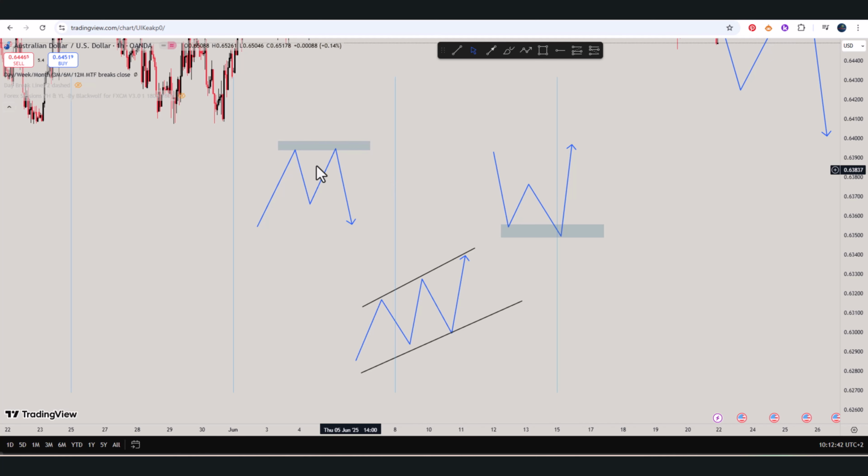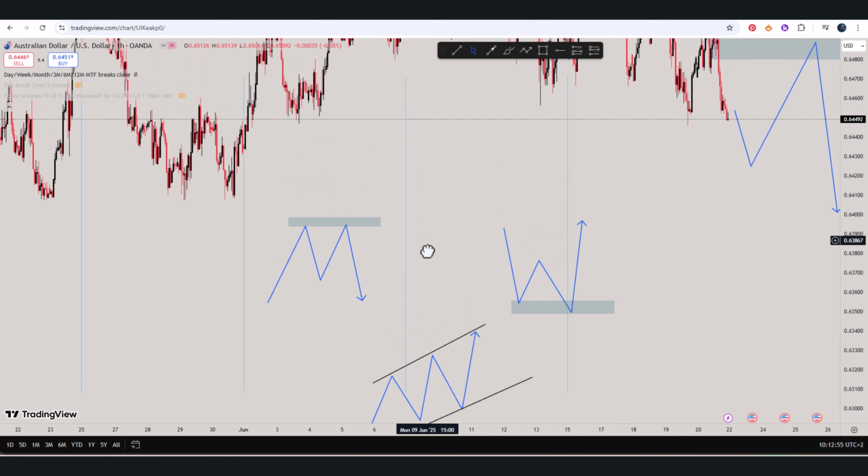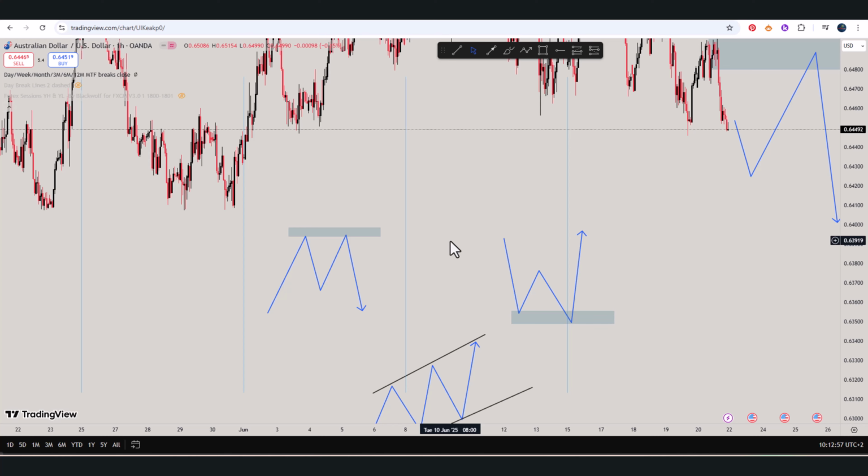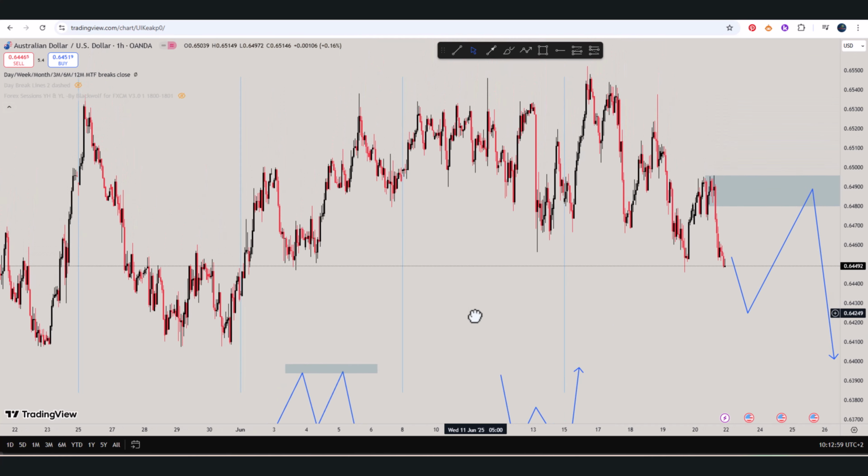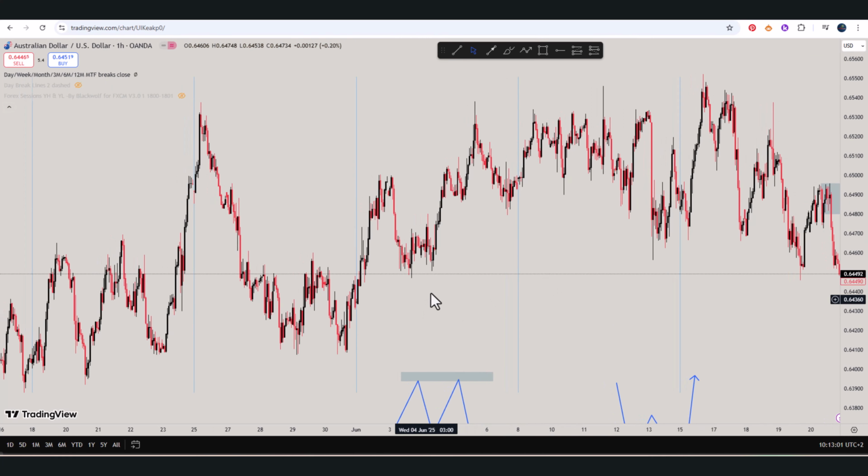So let's just jump right into it and look at the double top and the double bottom, and how this pattern is manipulated to get your money. If you don't know how to look for liquidity, you are the liquidity. It's as simple as that.